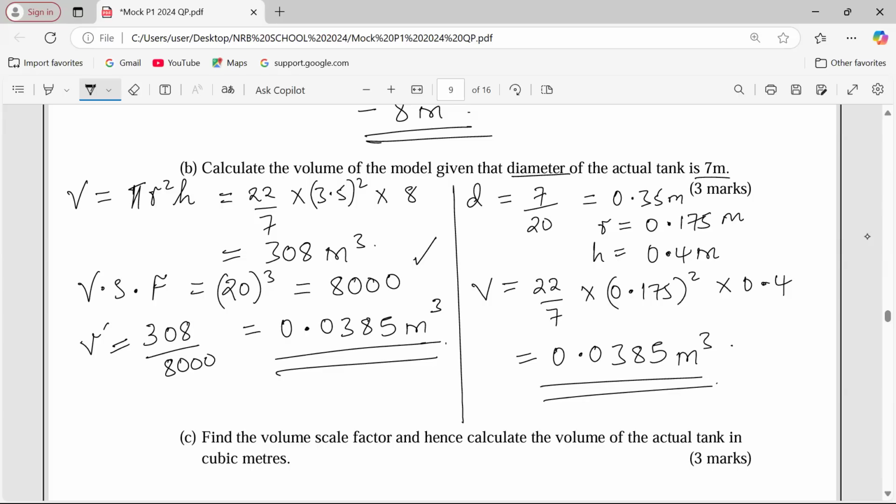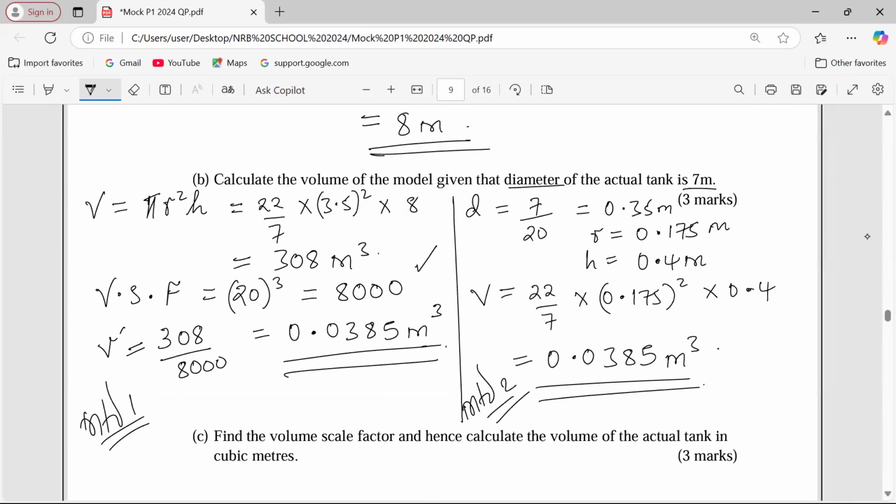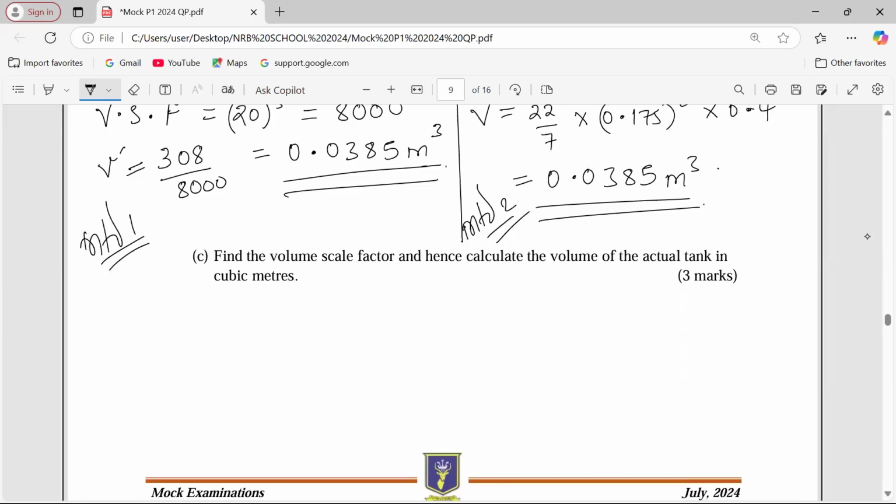So we can use linear scale factor. This one is method 2. This is method 1. In method 2, we started with the linear scale factor so that we may get the radius of the model. Then with that, we can get volume using the formula. In the first method, we got the volume of the actual tank. Then using the volume scale factor, we compute the volume of the smaller. So either of those two approaches takes us to the same answer.